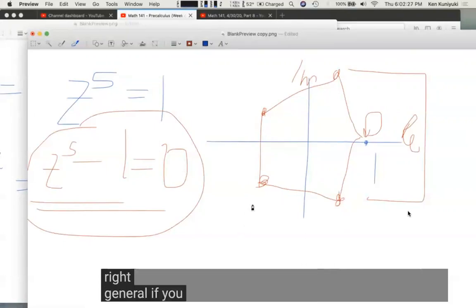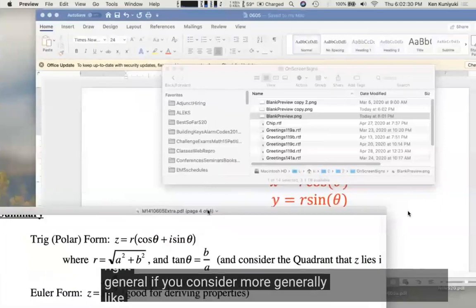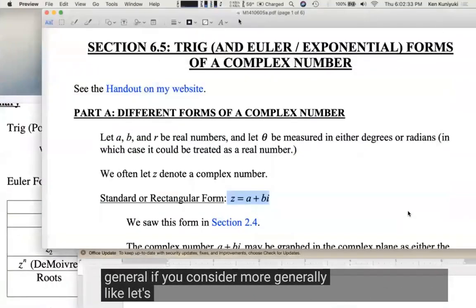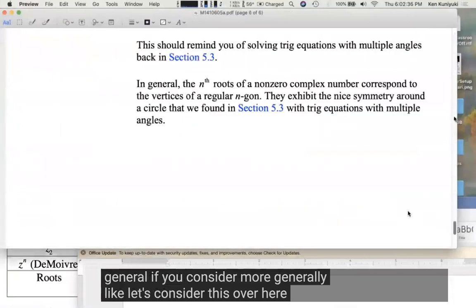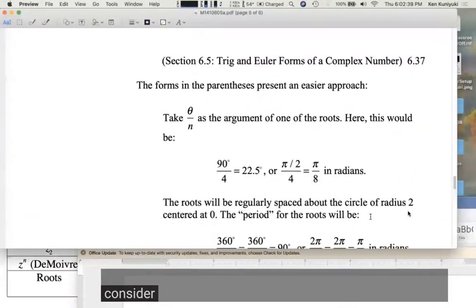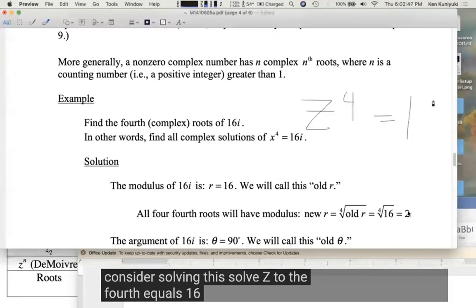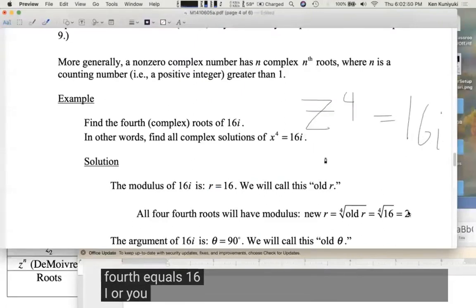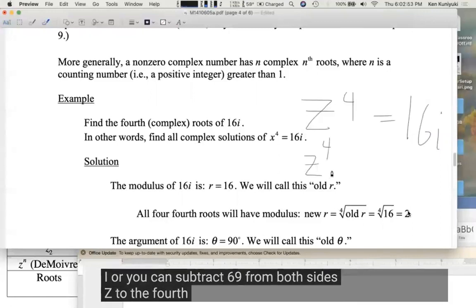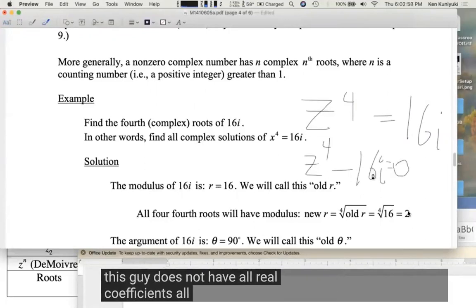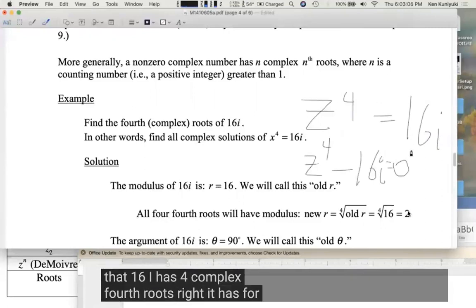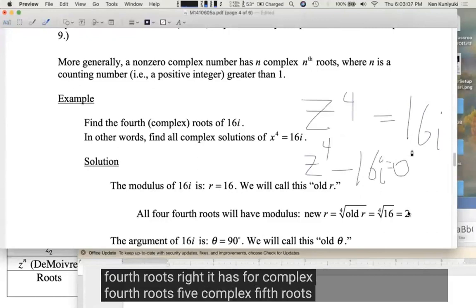In general, if you consider more generally, let's consider solving this. Solve z to the 4th equals 16i. Or you can subtract 16i from both sides: z to the 4th minus 16i equals 0. Now, this does not have all real coefficients. But it's still true that 16i has 4 complex 4th roots. It has 4 complex 4th roots, 5 complex 5th roots, and so forth.